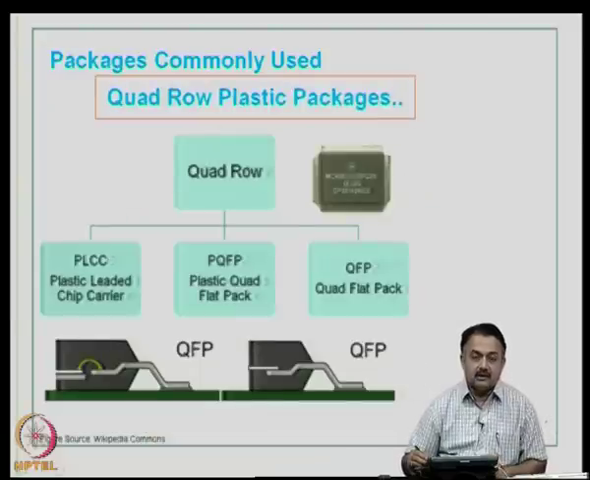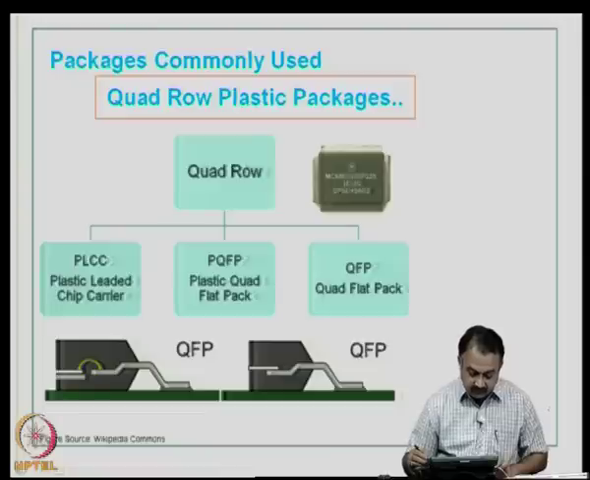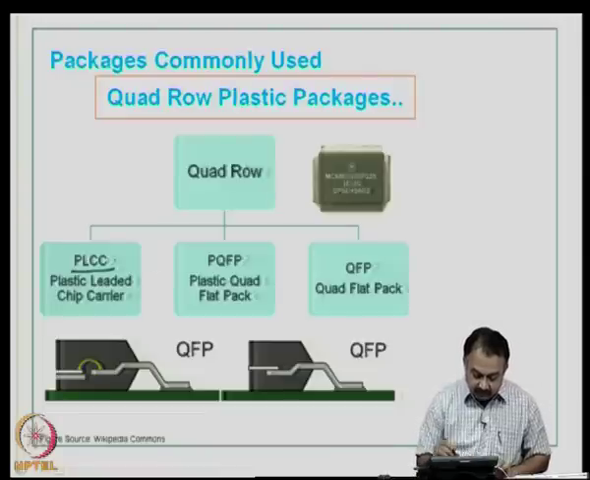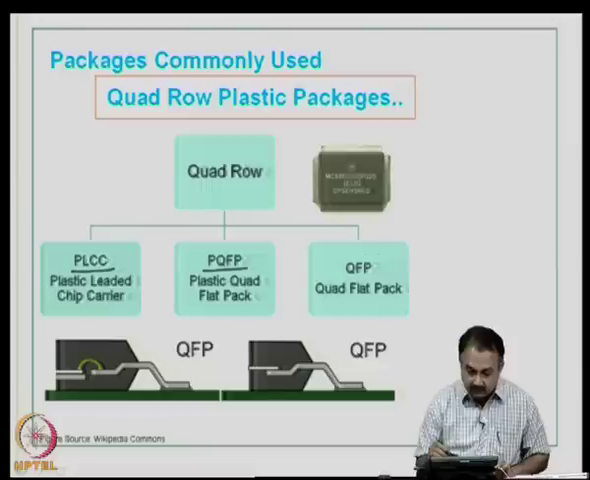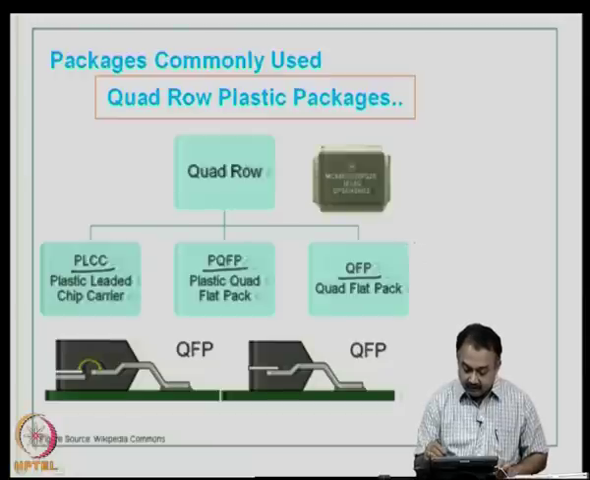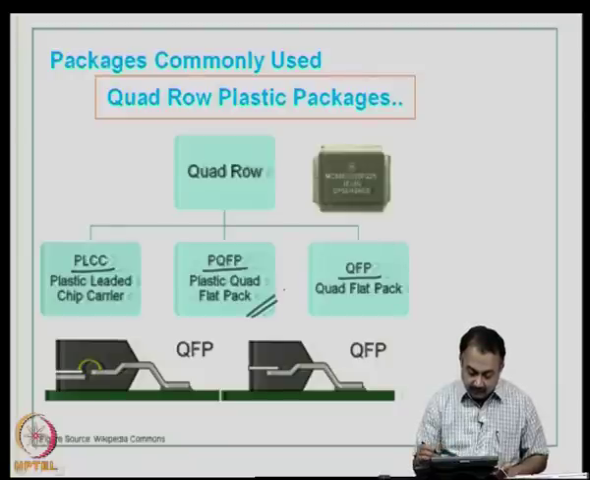Now, we look at the next classification, which is known as quad packages or quad row flat packs. So, under this you have again different categories. One is known as a plastic leaded chip carrier, the other is plastic quad flat pack, which is very common today, PQFPs, and then you have simply a QFP. Now, here you can also have a ceramic material that can be used, but the most economic material or package in QFPs is a plastic quad flat pack.